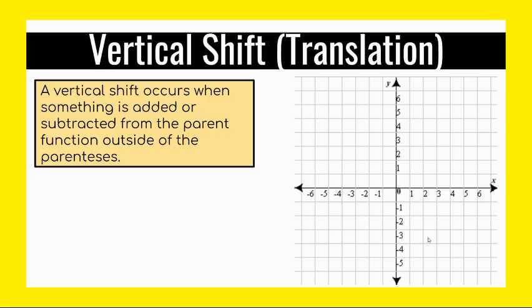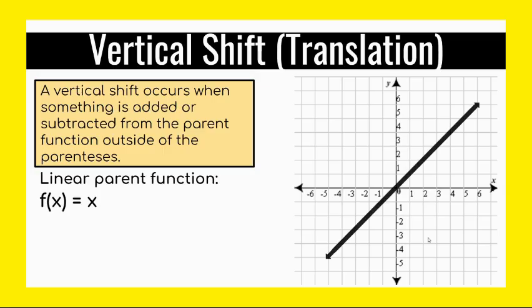Horizontal happens inside. Think about horizontal. It has an O in the name and it is on the inside. The O has to do with the fact that horizontal is opposite. So horizontal is on the inside, vertical is on the outside. So the linear parent function, as I said, is f of x is equal to x. We know what that graph looks like. It goes through the origin, up 1 over 1. So that's our original parent function, the one in black.